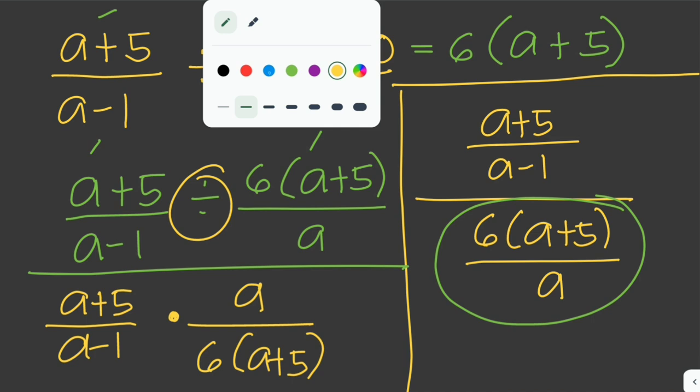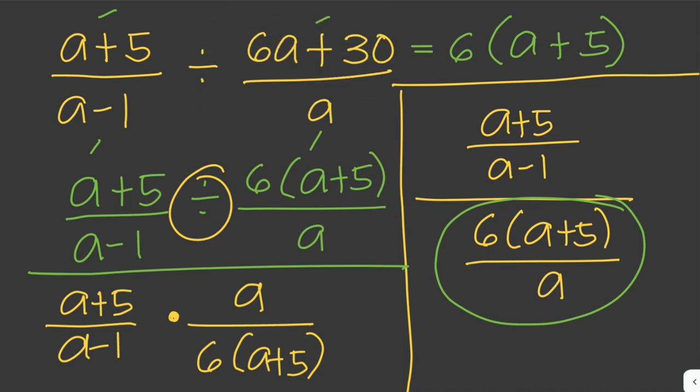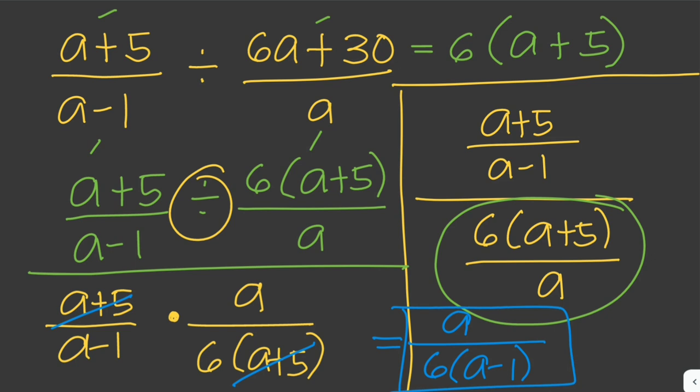Now we can further simplify this by getting rid of the common factors. We have here a plus 5 as a common factor, then we can cancel that out. So we'll be left with a over 6 times a minus 1. So this is our final answer: a plus 5 over a minus 1 divided by 6a plus 30 over a is just equal to a over 6 times a minus 1.